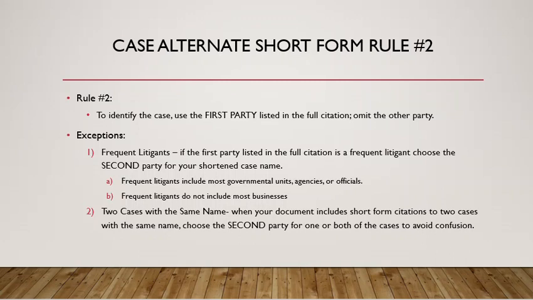Rule number 2. To identify the case, use the first party listed in the full citation and omit the other party. We have some exceptions, though. Number 1, frequent litigants. If the first party listed in the full citation is a frequent litigant, choose the second party for your shortened case name. Frequent litigants include most government units, agencies, or officials. It's important to note frequent litigants do not include most businesses. Number 2, two cases with the same name. When your document includes short form citation to two cases with the same name, choose the second party for one or both of the cases to avoid confusion for the reader.